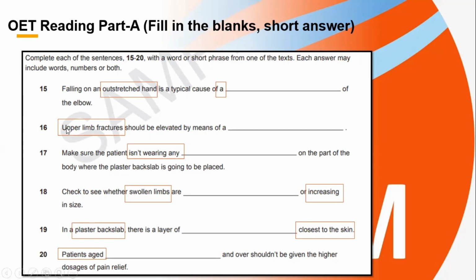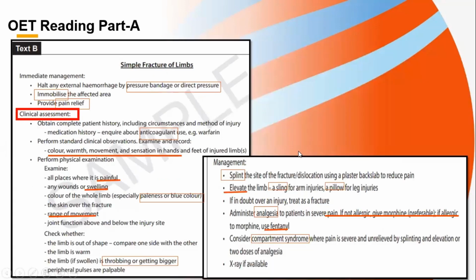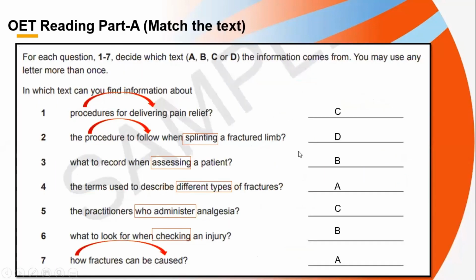Now we can see, a fall on an outstretched hand is a typical cause of a dash, right? So we should be looking for that answer. It was in text A, so we'll go directly to text A and you can find your answer. Yes, elbow dislocation, not only dislocation, elbow dislocation, right? We should write that as the answer. If you have written dislocation, I believe the answer might not be correct as per the question, let's say.